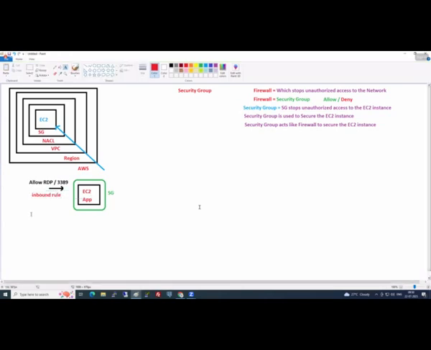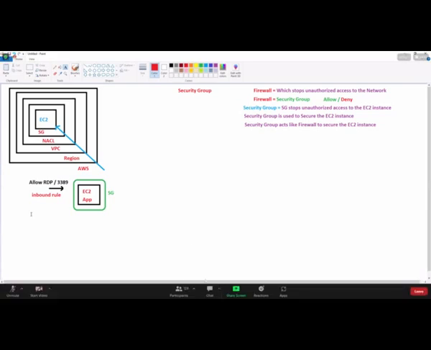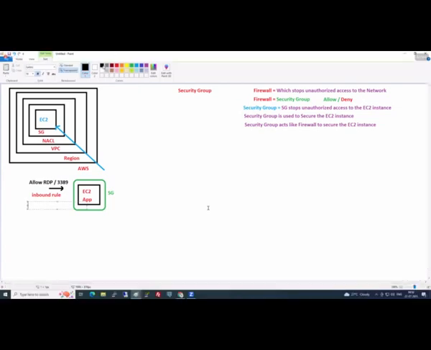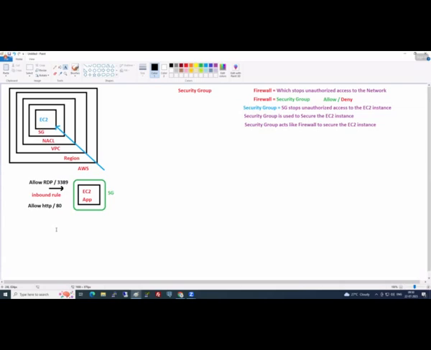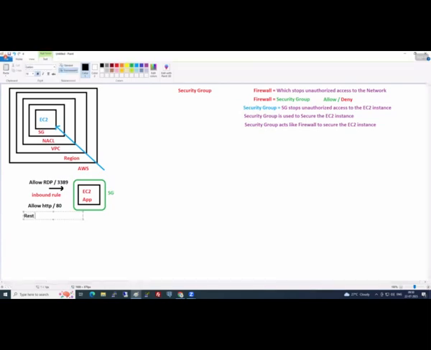Now I have an application inside the EC2 instance. What protocol is used to access my application? HTTP, correct? So I need to allow HTTP. Yes, allow HTTP on what port number? 80. Okay, now RDP is allowed here, and SSH is denied. So I have allowed only these two protocols. Rest everything is denied.